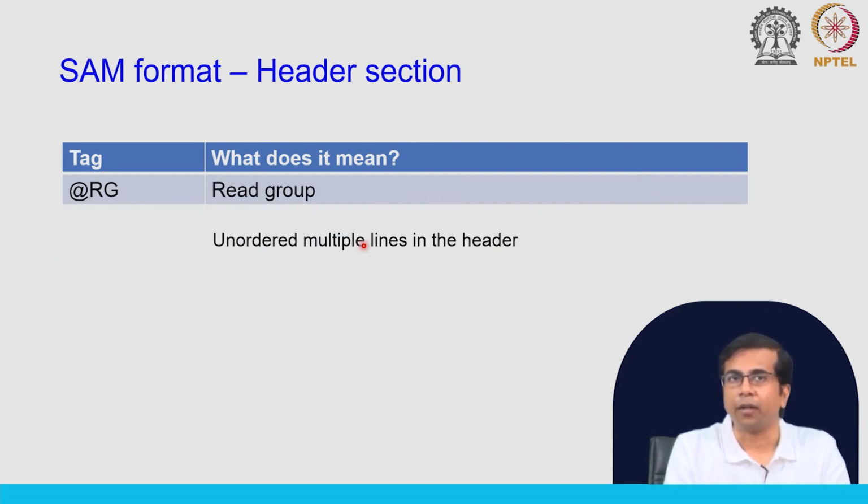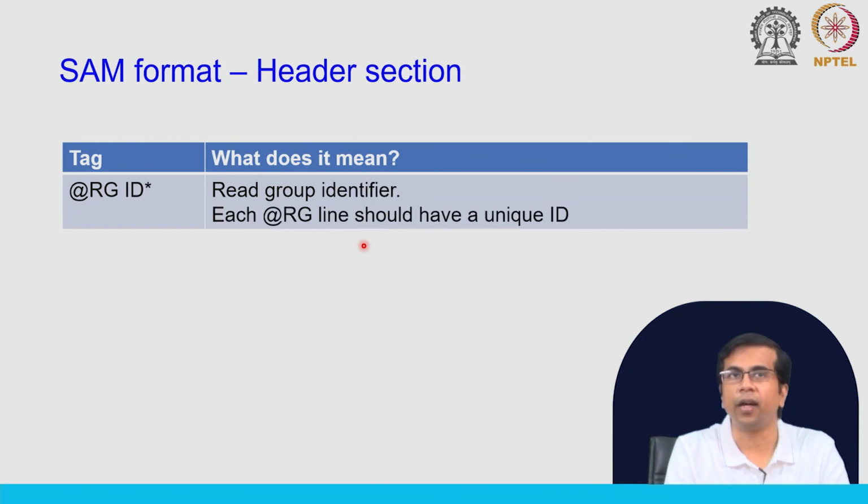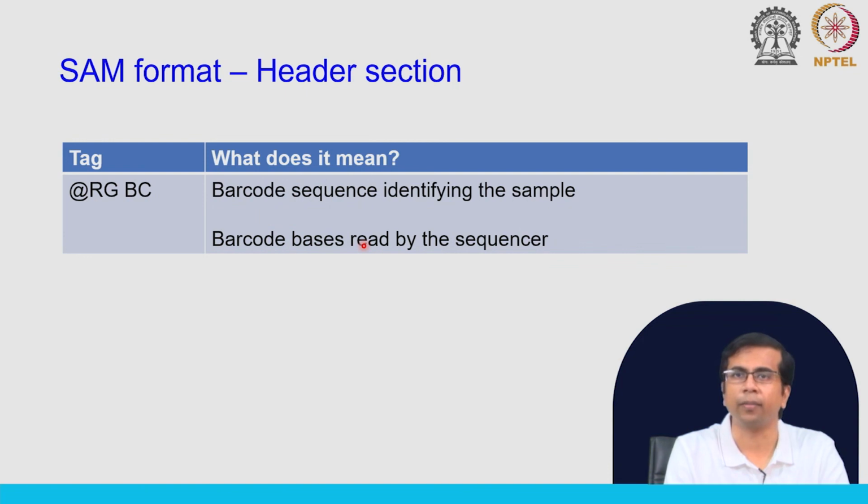Then you have something called @RG, which is the read group. This is usually unordered multiple lines, and each line will also have an identifier called read group identifier. Each RG line should have a unique ID. So, these fields you will not see very often, but in case you see them, you know how to interpret this.